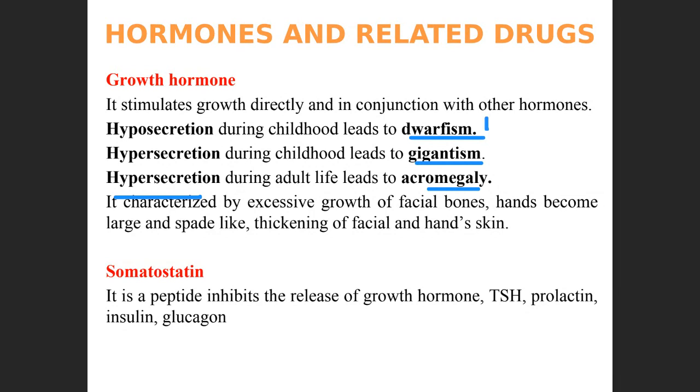Dwarfism means the person is short in size. Gigantism means the person is very tall and long in size. But hypersecretion during adult life leads to acromegaly. That means too much growth of the facial bones, and the hands are also very large and like a spade, and the skin of the face and the hands is also thickened.